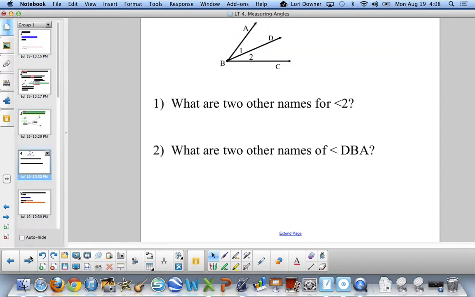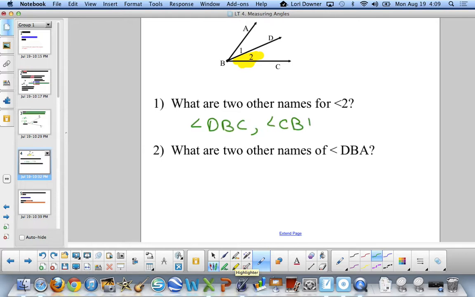Pause the movie, answer these two questions, and press play when you are ready. What are the two other names for angle 2? So when we're looking at angle 2 right here in the middle, then we're going to be looking at angle DBC, or we can name it angle CBD. Notice that B is in the middle when we name that angle.